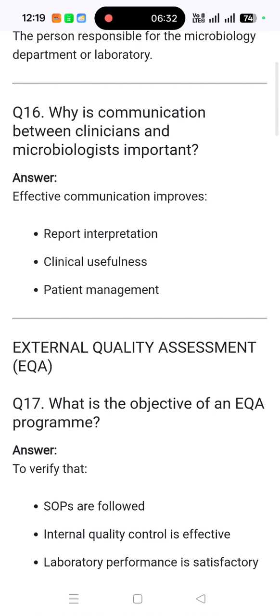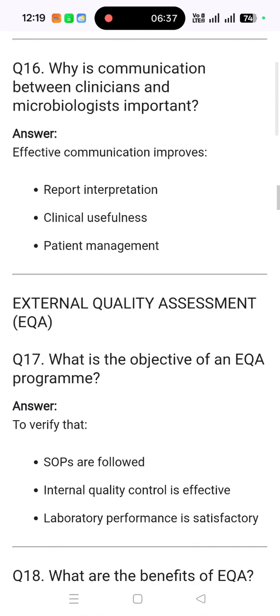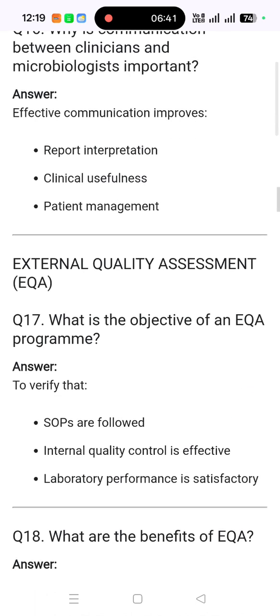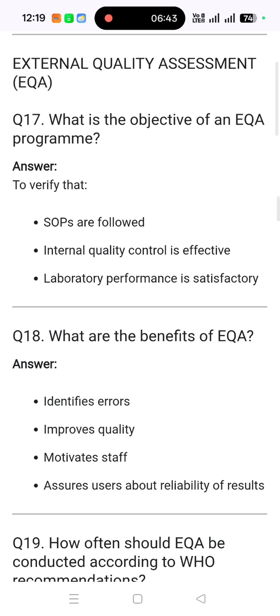Why is communication between clinician and microbiologist important? Effective communication improves report interpretation, clinical usefulness, and patient management. External quality assessment. What is external quality assessment? What is the objective of EQA program? To verify that SOPs are followed, internal quality control is effective, and laboratory performance is satisfactory.